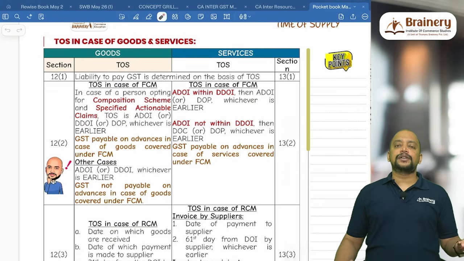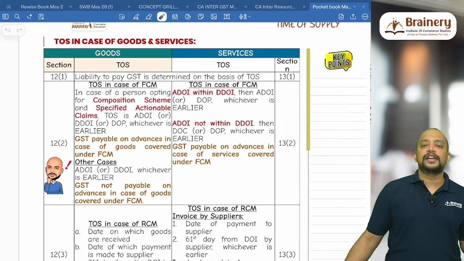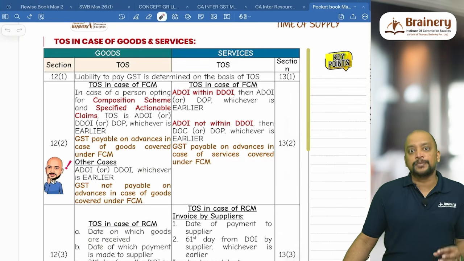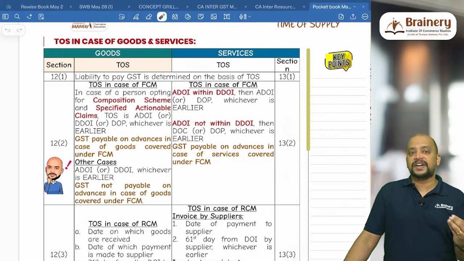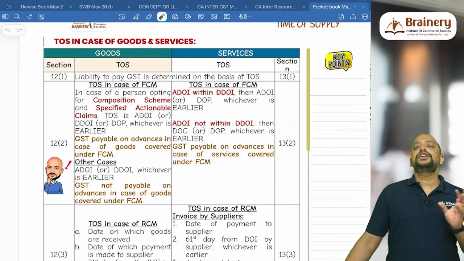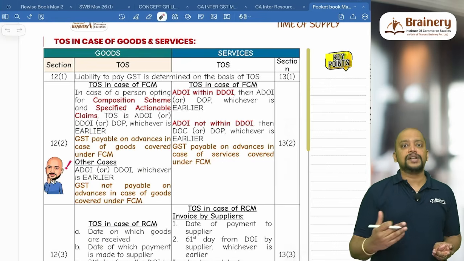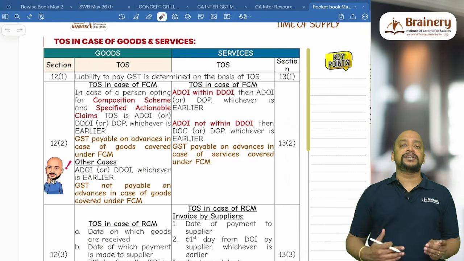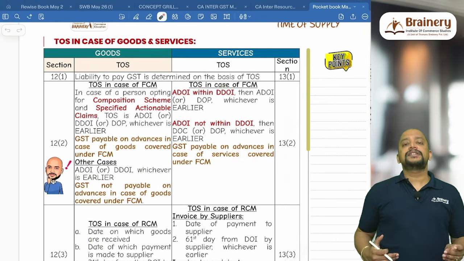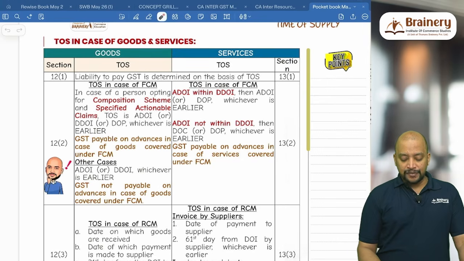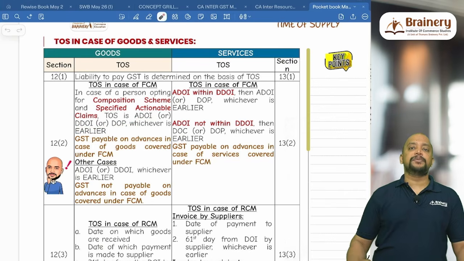If the person is under composition scheme, a person who is making sale of goods and is under composition scheme, or a person who is making sale of specified actionable claims, in that case we need to take the due date of invoice, whatever is determined so far, or the actual date of invoice, the date on which the invoice is actually issued, versus the date of payment. Whichever is earlier should be taken. So due date of invoice or actual date of invoice or date of payment, whichever is earlier.